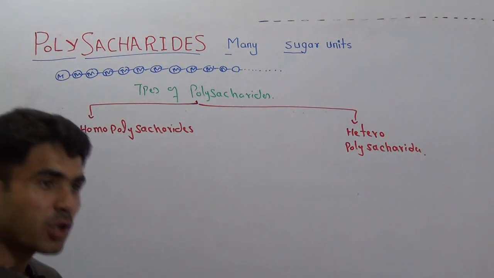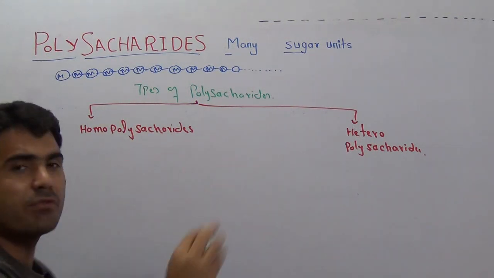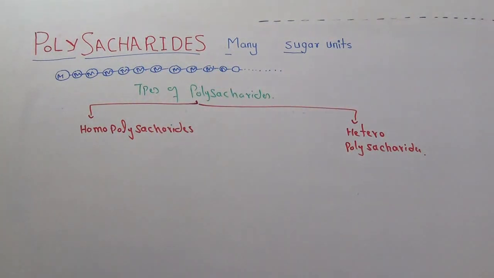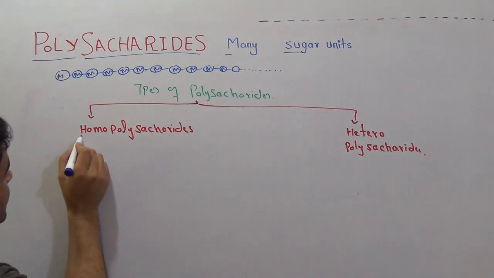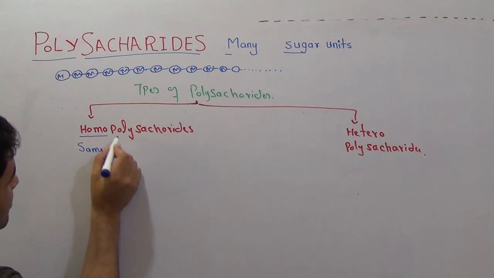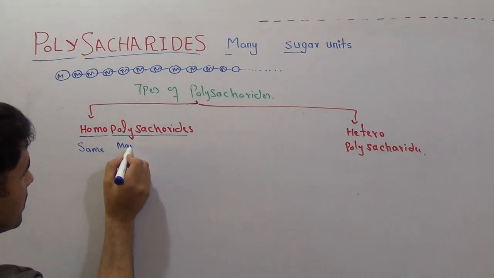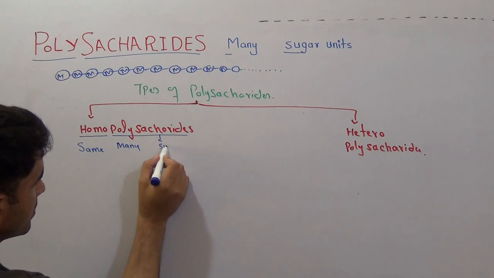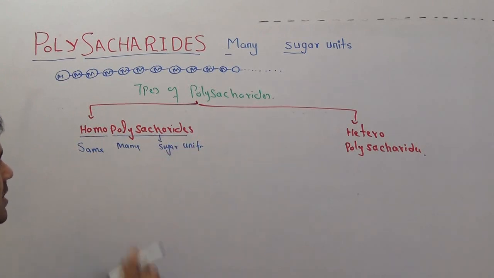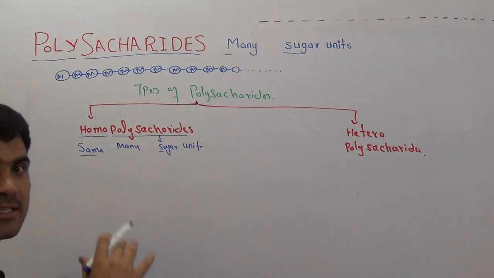Today's lecture will be exclusively about homopolysaccharides but not heteropolysaccharides. However, we will give you some idea about the heteropolysaccharide as well. It will be discussed in the next lecture. What is a homopolysaccharide? If you see here, homo means same, and polysaccharides means many sugar units. So the overall meaning of the homopolysaccharide is that polysaccharide which contains same sugar units.